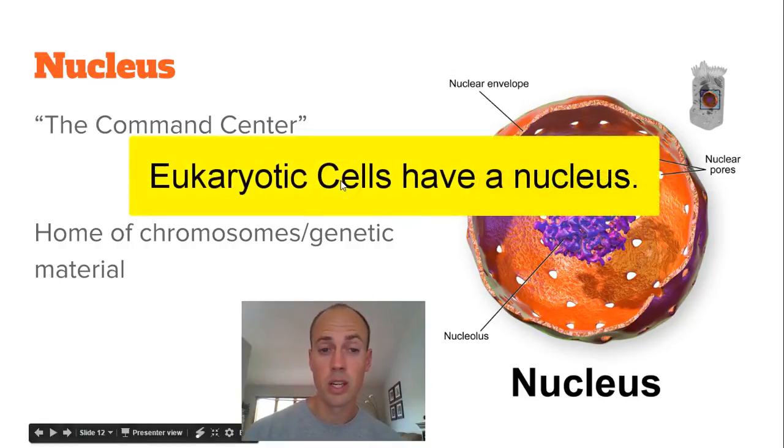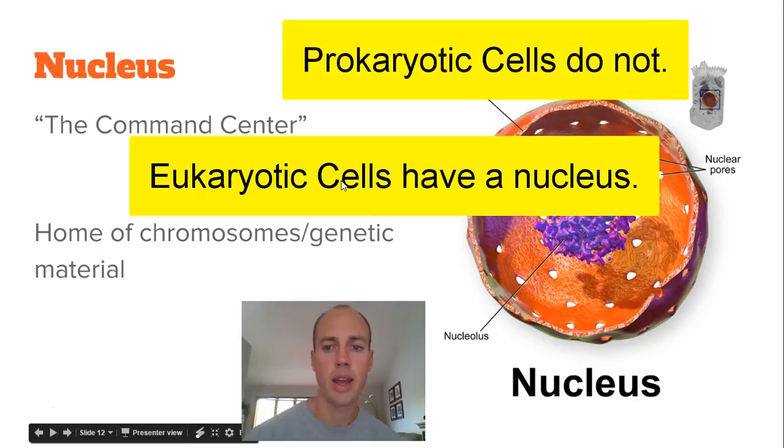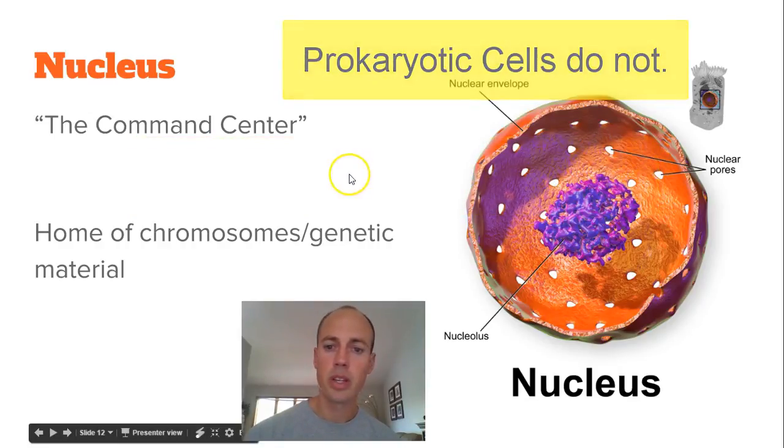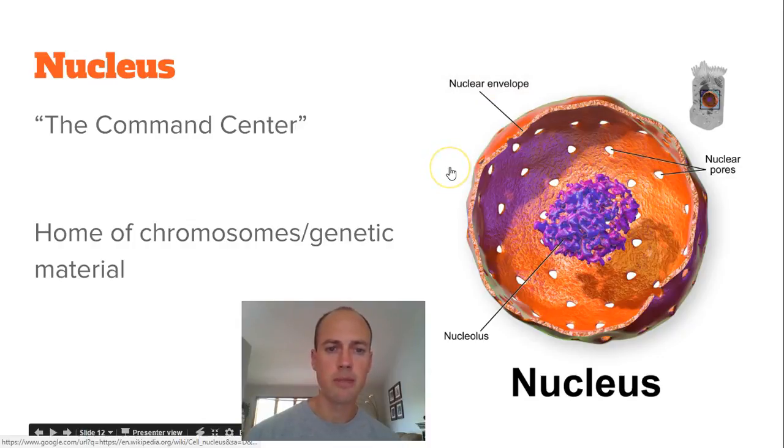Bacterial cells are prokaryotic, so they do not have a nucleus. We'll learn more about that later. But the nucleus is the command center. It's kind of like the brain, not perfectly like the brain of a human body, but it is the command center. It has all the genetic material or instructions for making DNA or making proteins, and the DNA is held there. So it's the home of chromosomes and genetic material, or DNA.